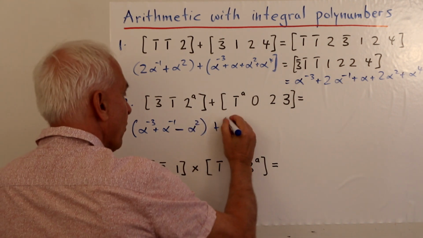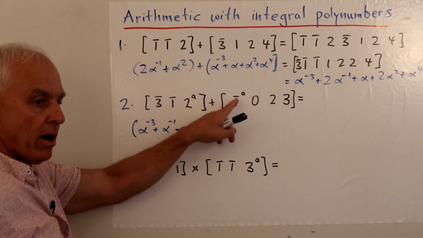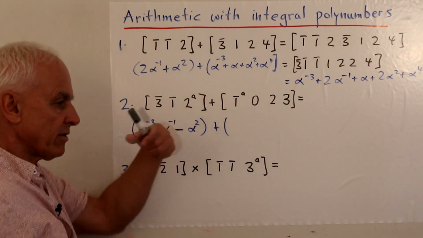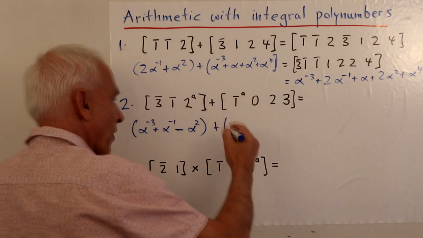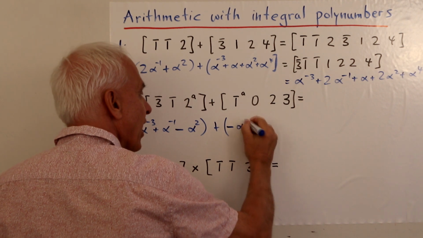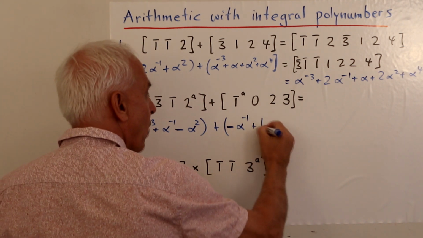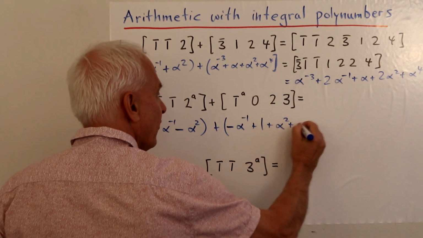Okay, and what about this one over here? Well, the 1 bar ante. So 1 bar is representing alpha to the minus 1, but we have an ante, so it's minus alpha to the minus 1, plus 1 plus alpha squared plus alpha cubed.